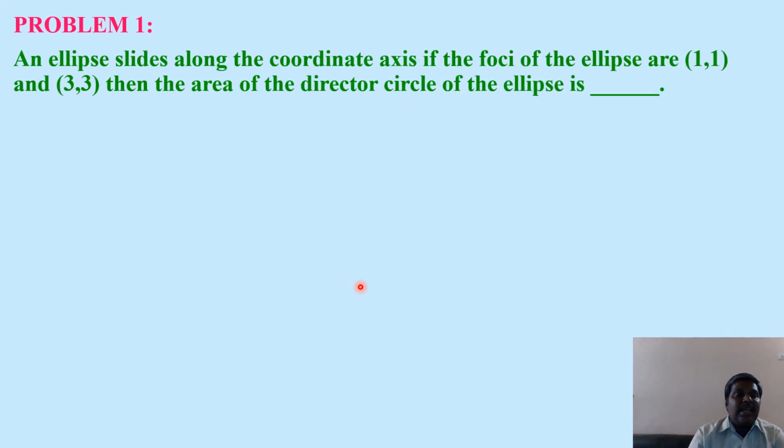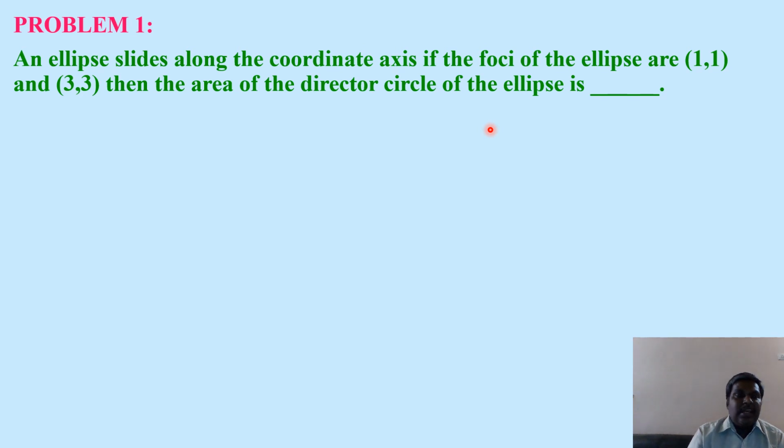An ellipse slides along the coordinate axis. If the foci of the ellipse are (1, 1) and (3, 3), then what is the area of the director circle of the ellipse? What is the area of a circle? Pi r square. Once you know the radius of the circle, your job is over.